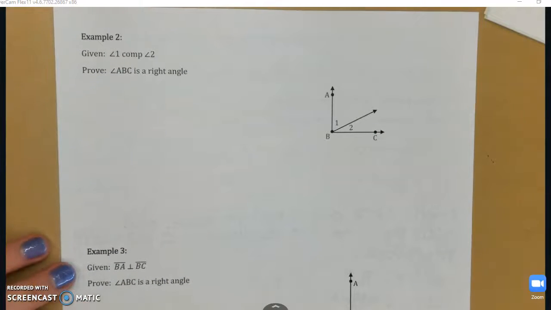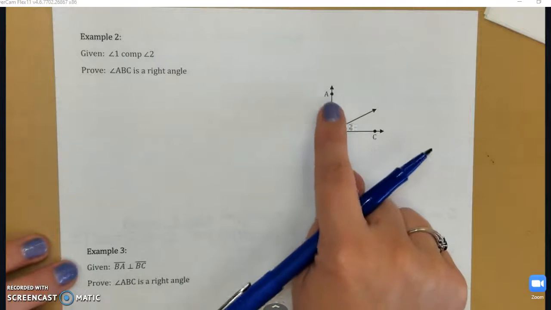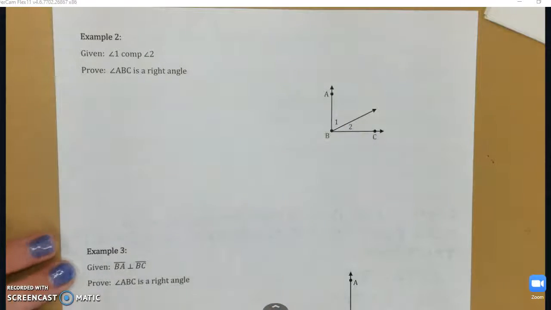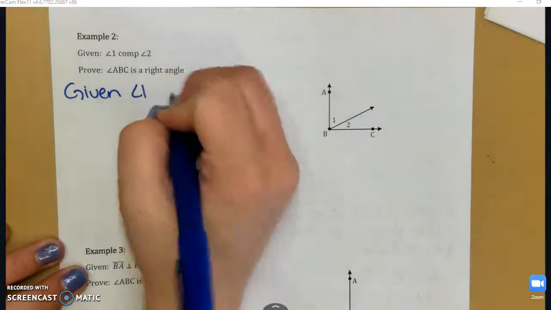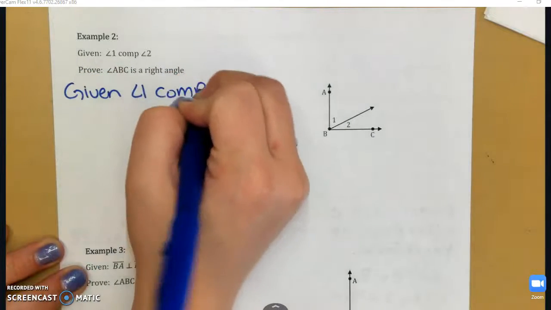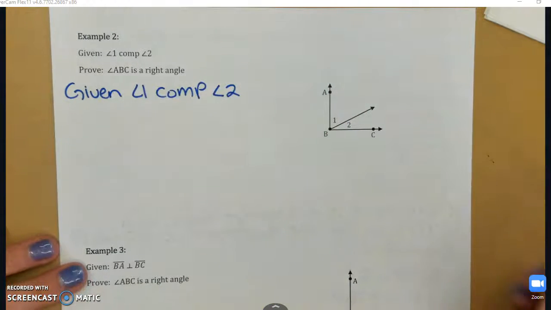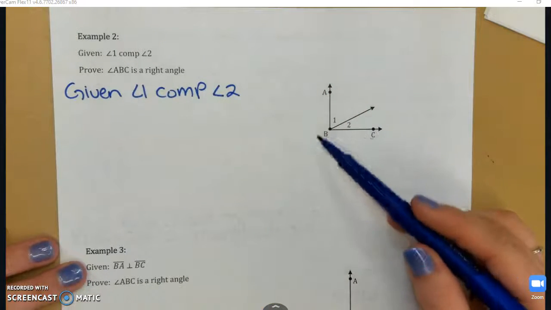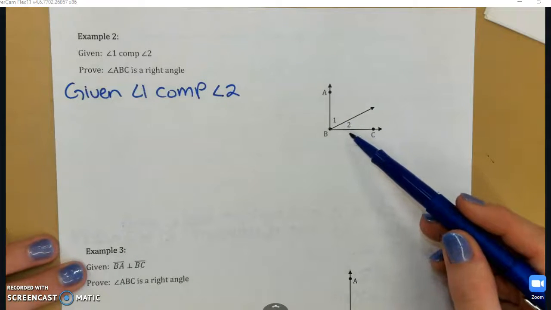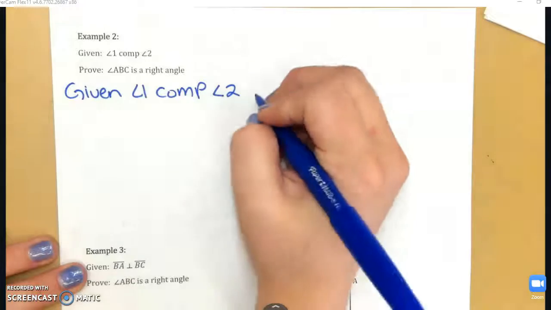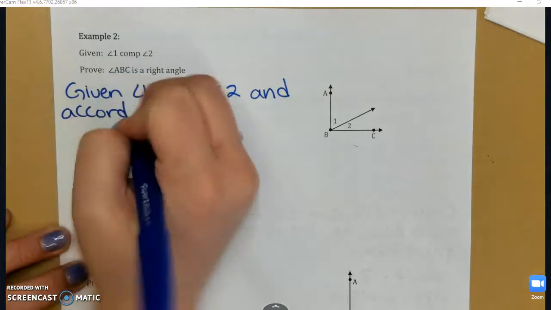Example 2. We're given that angle 1 is complementary to angle 2, and I want to show that angle ABC is a right angle. So in my introduction, I'm going to start with my givens. Angle 1 is complementary. That's what that COMP stands for. That's an abbreviation for complementary. So I don't know anything about angle ABC if not for my diagram. And my diagram is telling me that that angle is formed by angle 1 and angle 2. So I need to include that in my introduction according to the diagram.